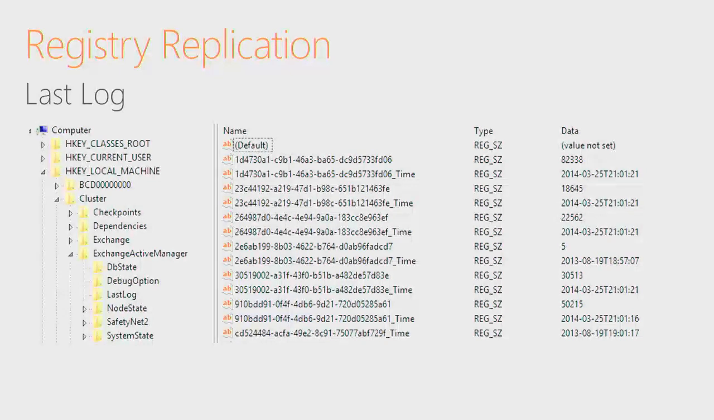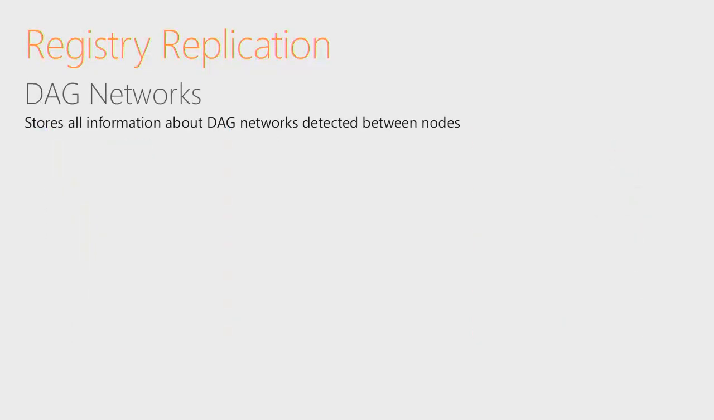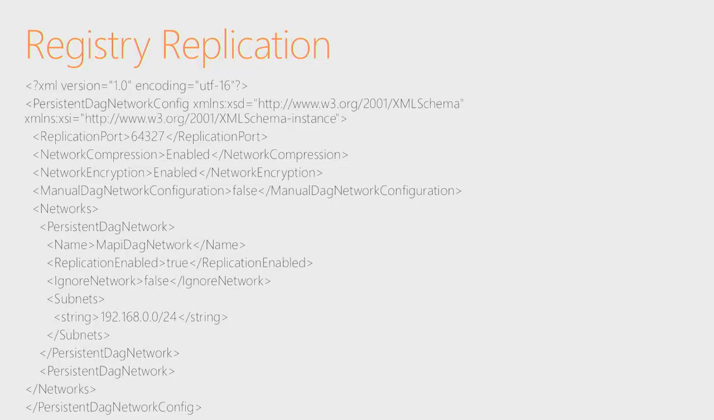Excellent. Now, the other thing we like to store in the cluster registry is the DAG network states, okay? And essentially what DAG networks represent is the log shipping channels at the network layer that we're going to use between a given set of nodes. And you can see here, this is what it looks like. It's an XML formatted registry key. There's only one registry key that's there. It lists all the networks that exist across the node.